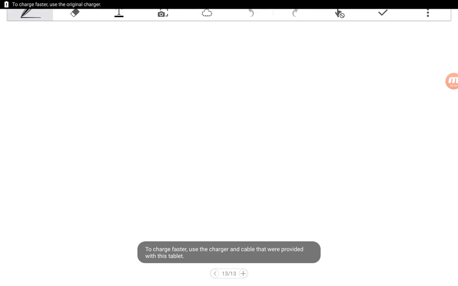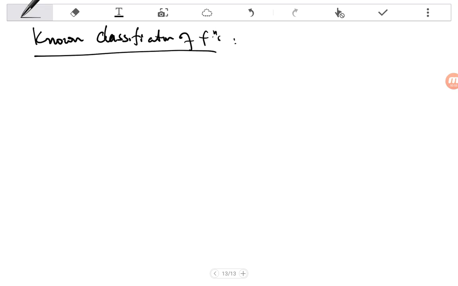We need to know some known classifications of functions. There is an elementary function called the power function.